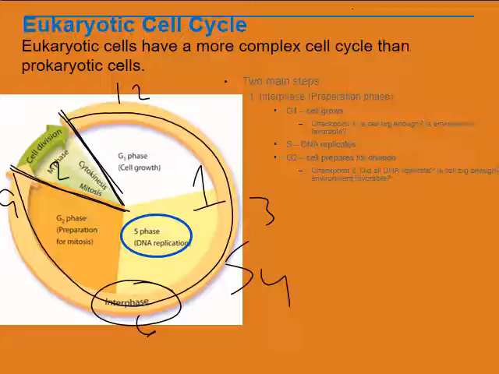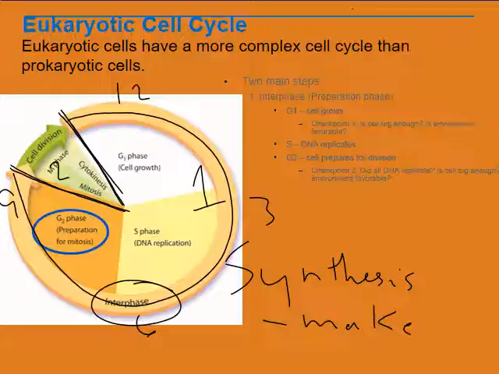S stands for synthesis. We use this word a lot when we talk about ribosomes and protein synthesis, and synthesis simply means to make. So in the S phase is DNA replication, or making copies of the original DNA. If the cell started with one chromosome, by the end of S phase it would have two chromosomes that are genetically identical to each other, because it's a photocopy. Once S phase is done, the cell moves on into G2 phase, the preparation phase for mitosis. The cell spends the least amount of time in this phase of all the time it spends in interphase.